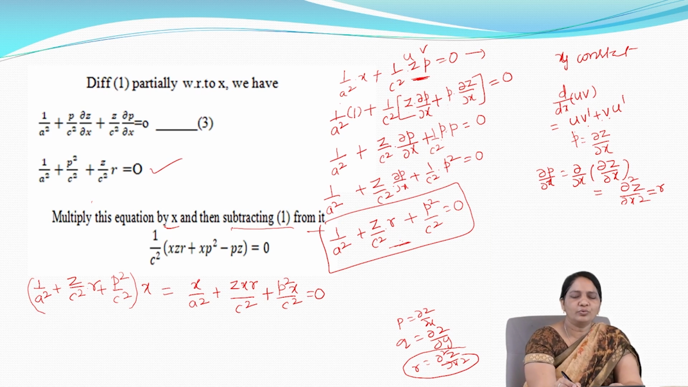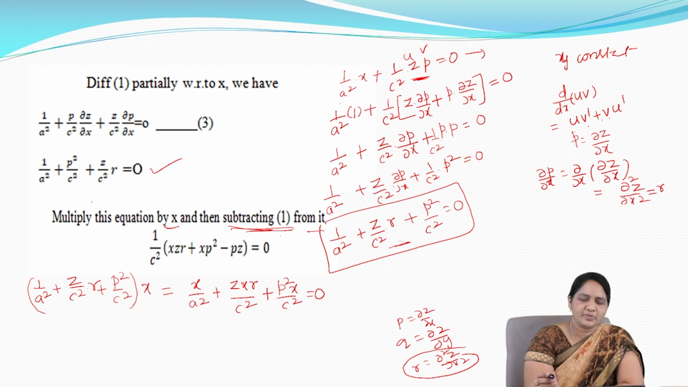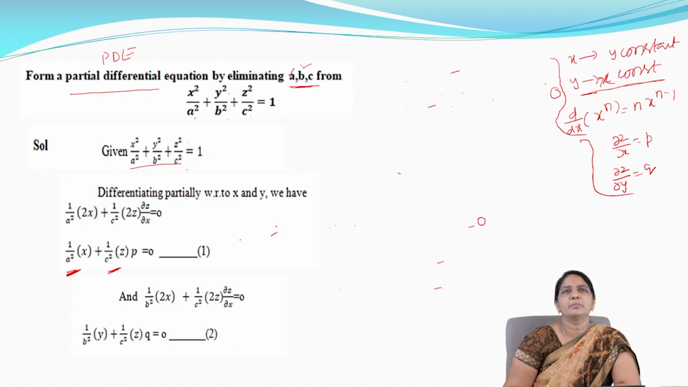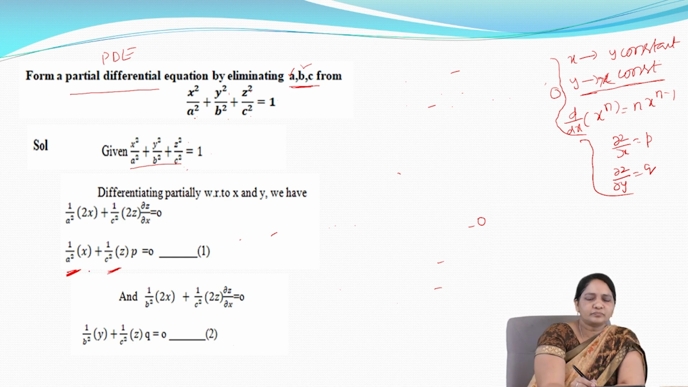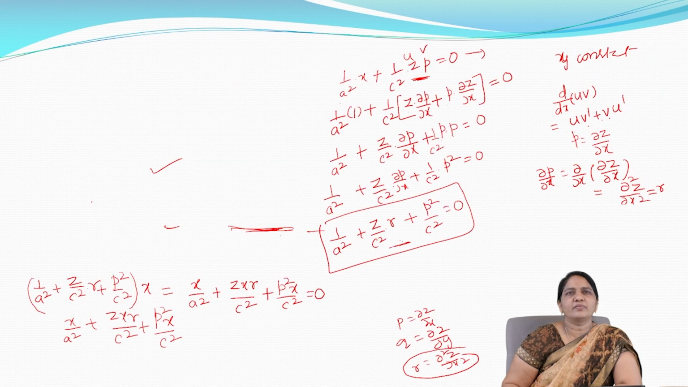Now what I have to do after that is subtract equation 1 from it. So from this equation, x by a square plus zx r by c square plus p square x by c square, I am going to subtract equation 1. What is equation 1? That is 1 by a square into x plus 1 by c square into z into p equal to 0. So I am subtracting that equation from here.